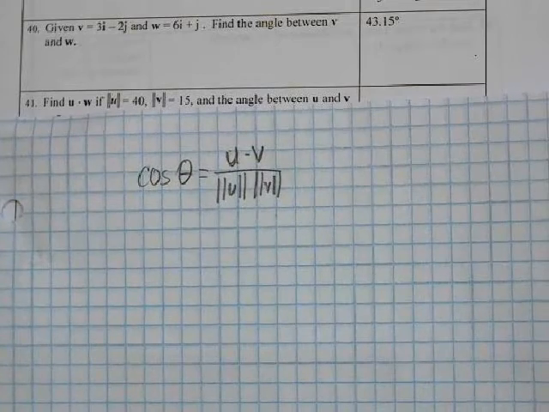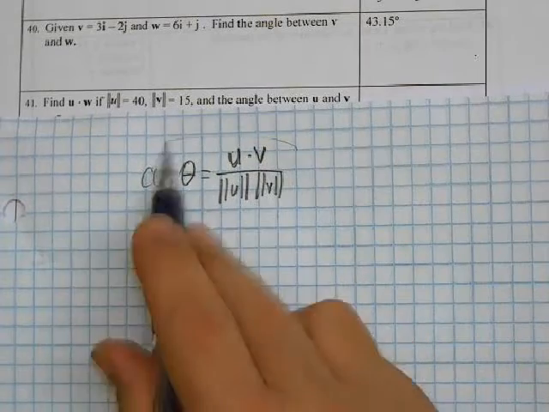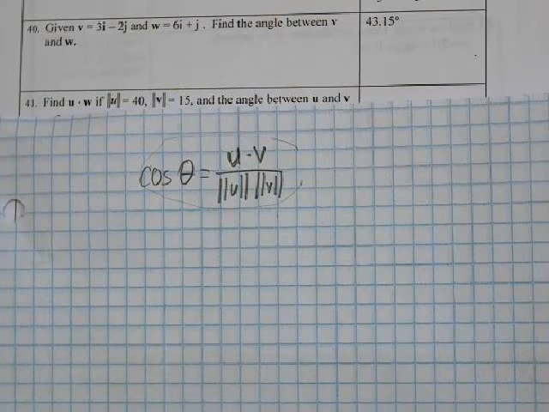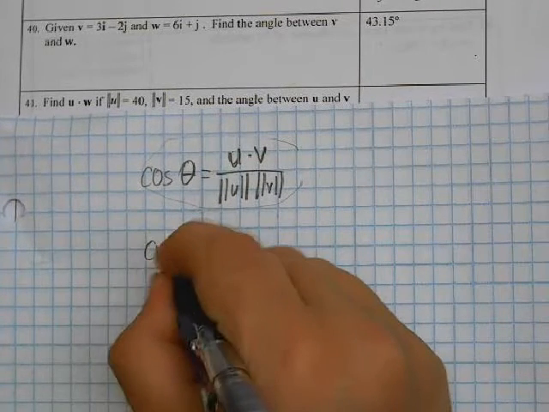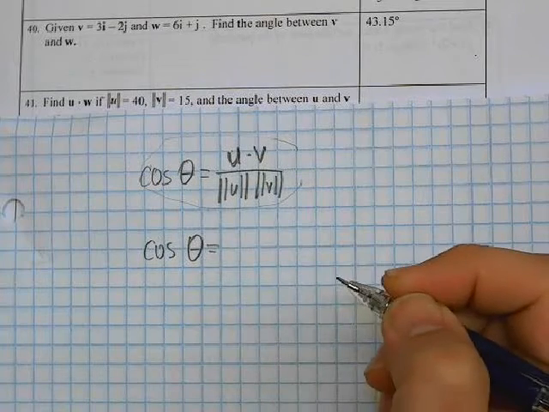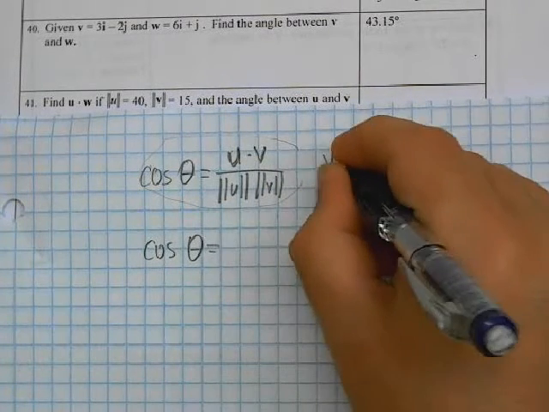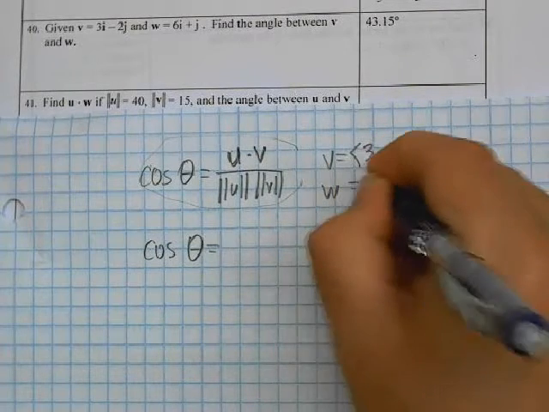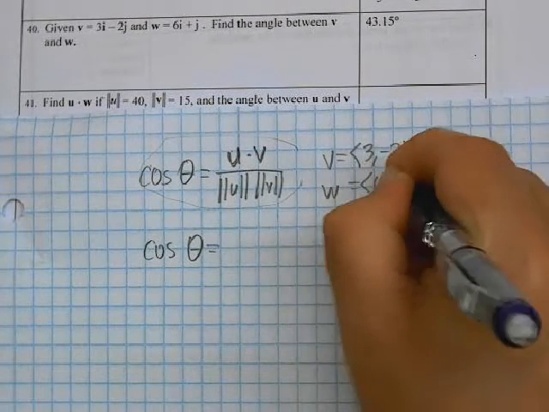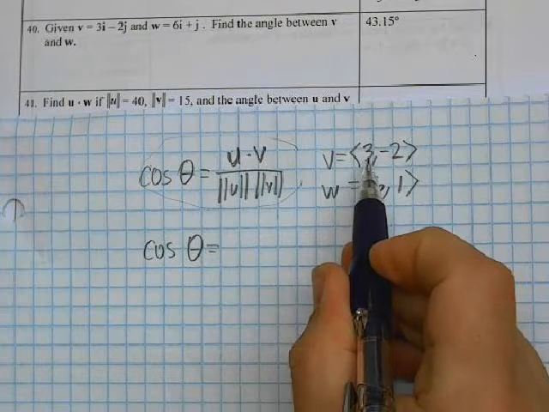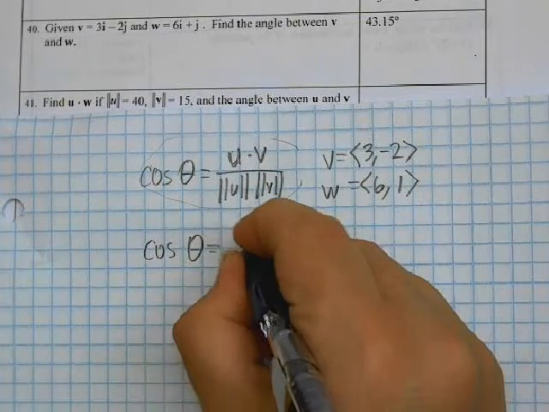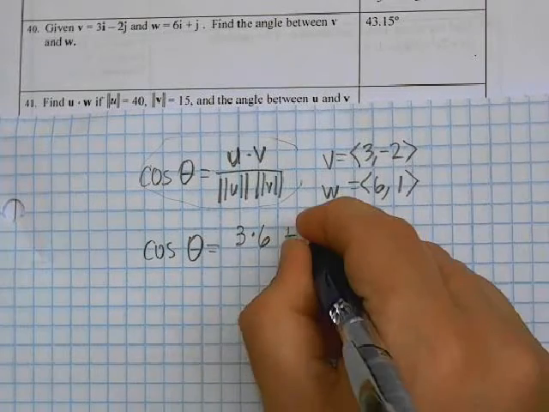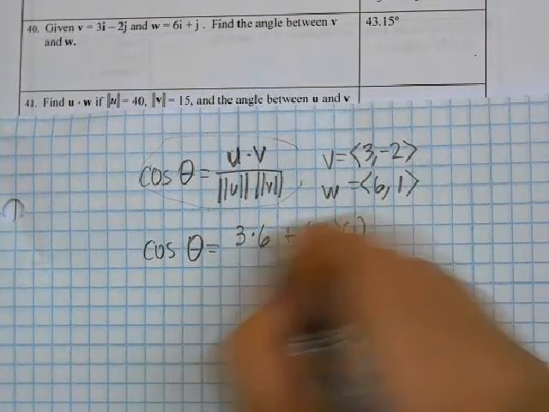Okay, for number 40, we want to find the angle between the two vectors. So here's the formula from our book. We just have v and w rather than u and v, but the process is still the same. So cosine of theta is equal to the dot product of the two vectors. For the dot product, we multiply the x-coordinates, or the horizontal components. So we get 3 times 6 plus negative 2 times 1.